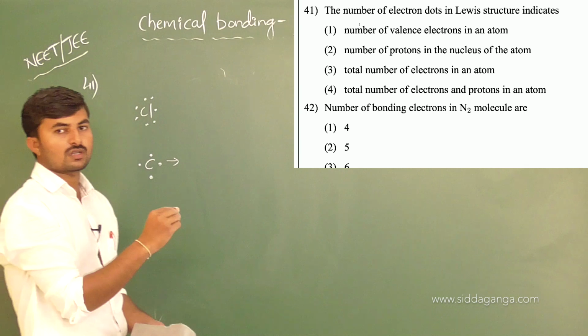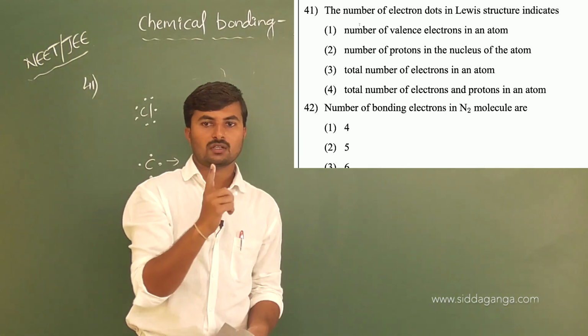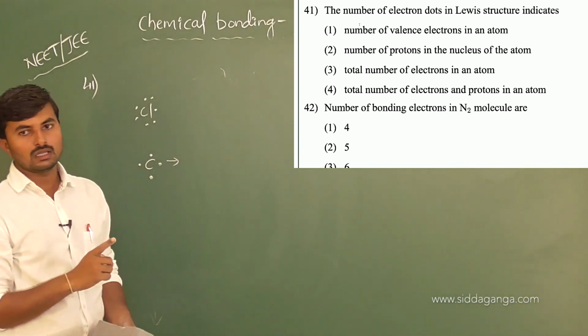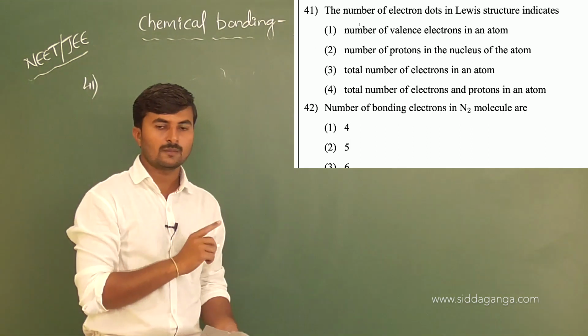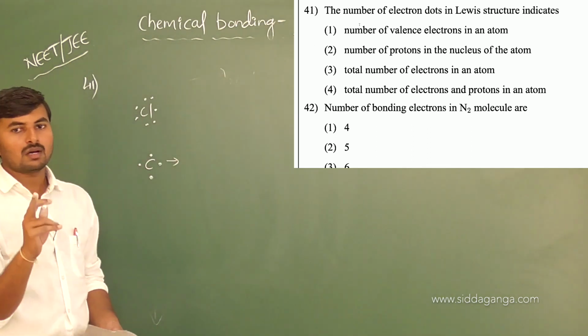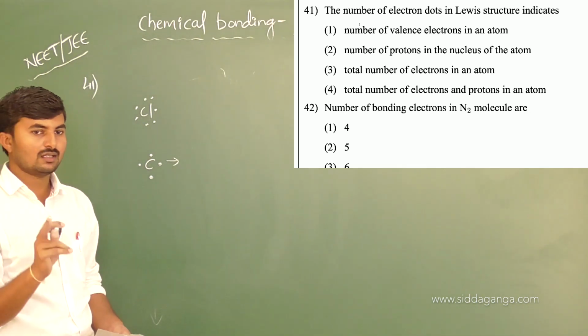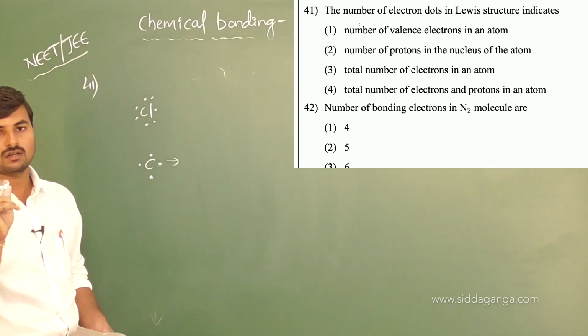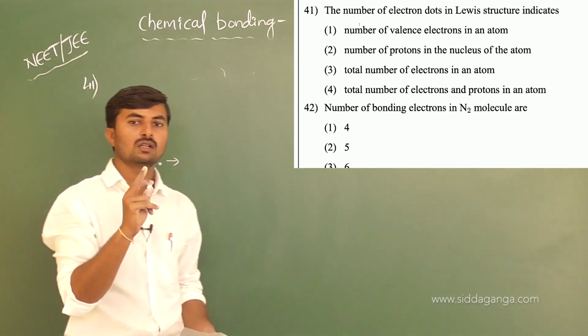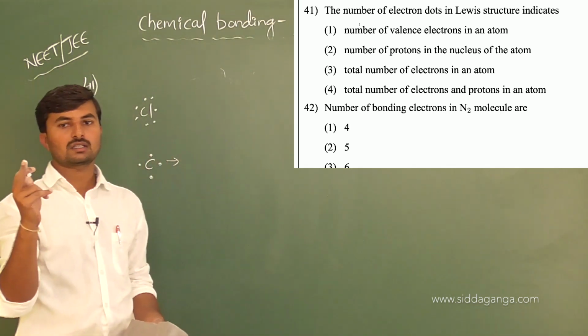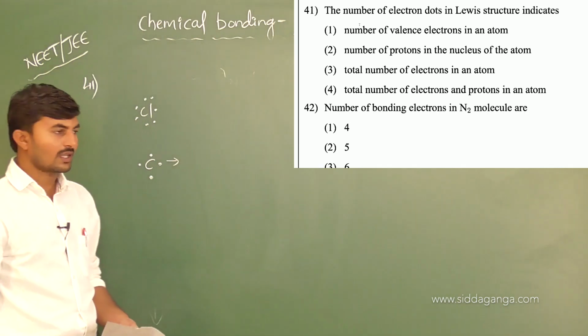Which is the correct option here? The number of electron dots present in a Lewis structure indicates the number of valence electrons in an atom. It represents the number of valence electrons. Which is the correct option here? Option 1 will be the correct option, that is the number of valence electrons in an atom. Next.